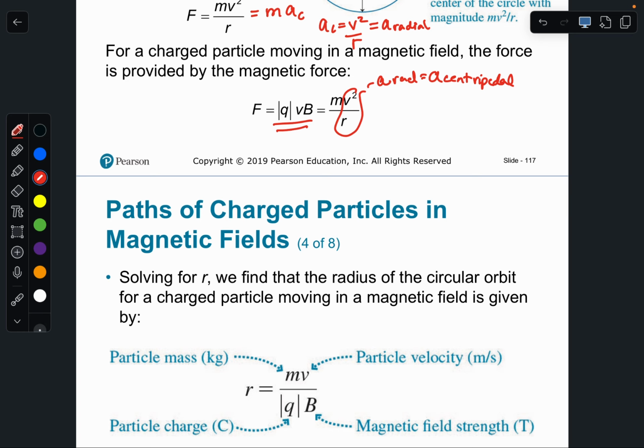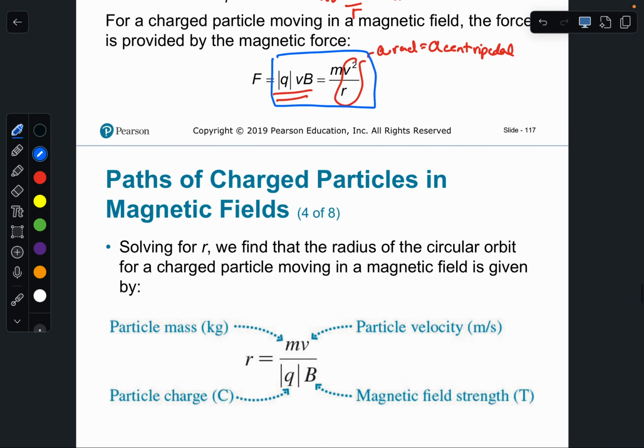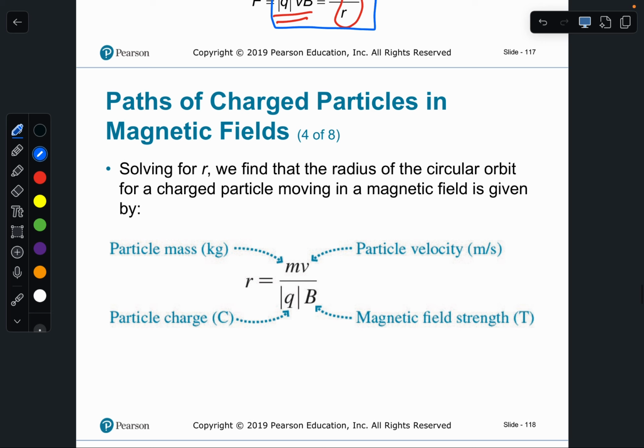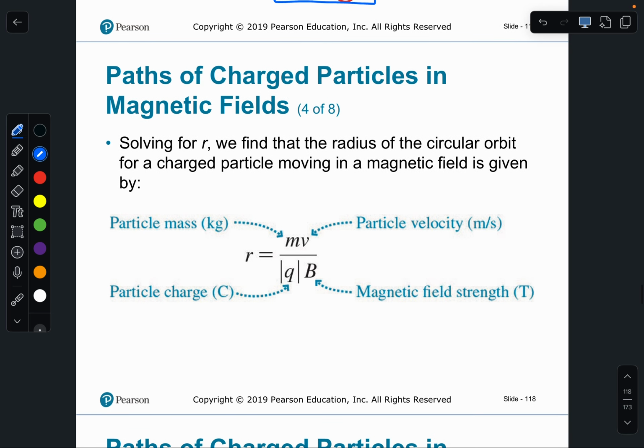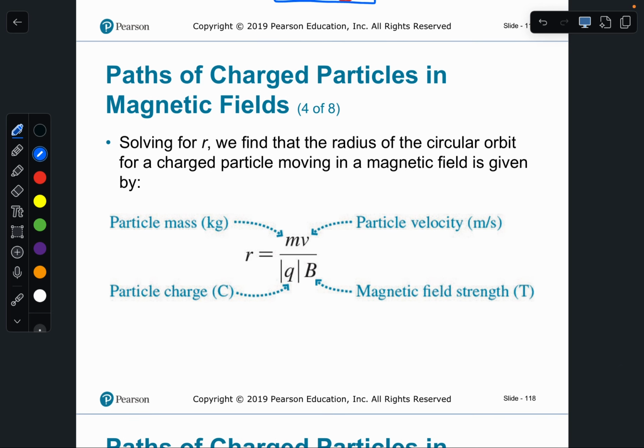If we wanted to solve for radius, you could rewrite it to solve for magnetic field, right? Depends on what you're solving for. But this is the core equation right here. So from that, we can solve for r. And we can see that the radius of the circular orbit is going to be related to the velocity of the particle, the mass of the particle, the charge of the particle, and the magnitude of the magnetic field.